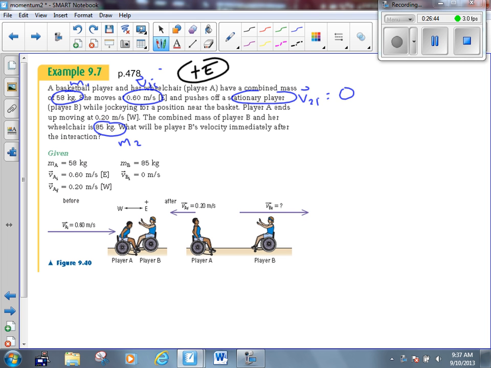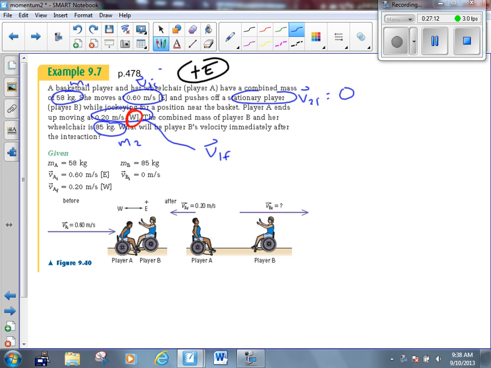Player A ends up moving at 0.20 meters per second to the west. We're going to call that V what? VF, yes. V1F or V2F? V1F, yes. V1F. Now, just caught this. I'm going to circle that west to remind me that it's opposite to the direction that the player was going before.